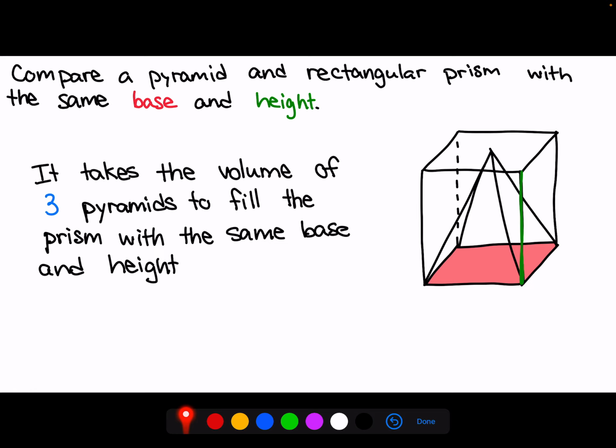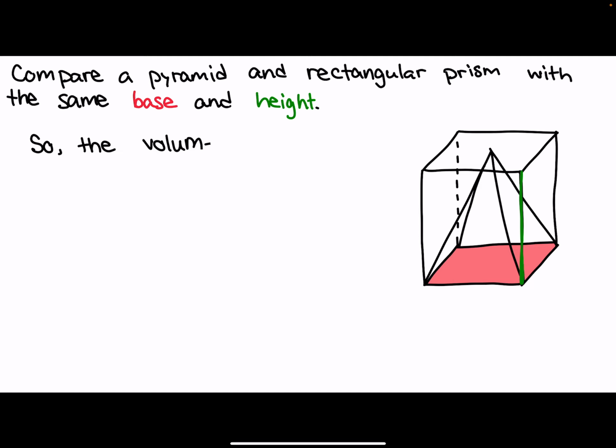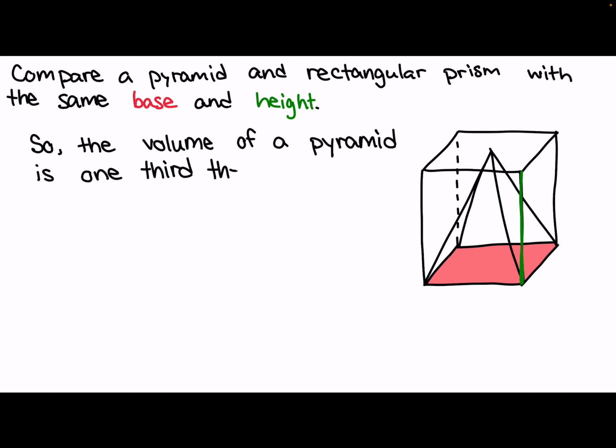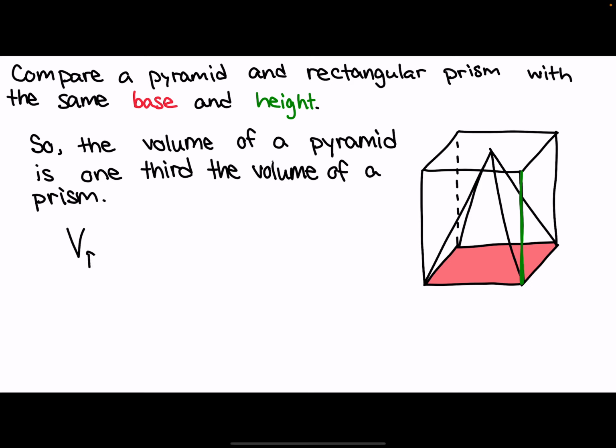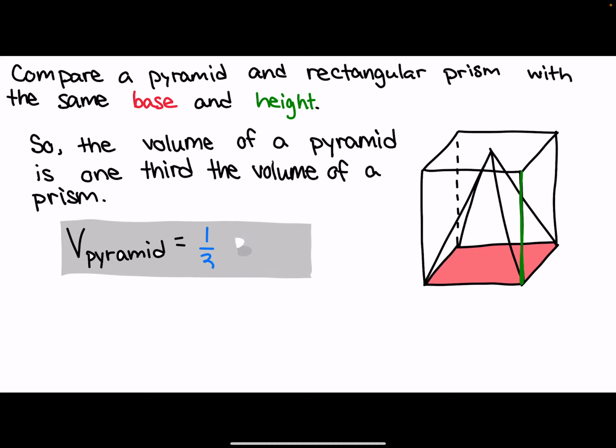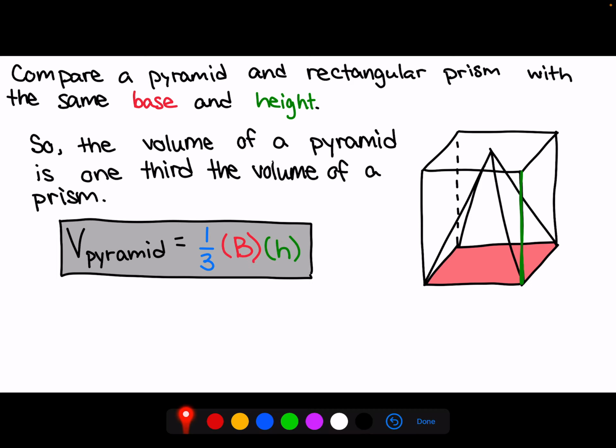So that 1/3 leads us to our formula for the volume of a pyramid. That formula is 1/3 base times height. Very similar to what we saw in our previous video with cylinders and prisms, where volume is equal to big B times H. This time, we're just multiplying that by 1/3. So volume is equal to 1/3 times big B times H.